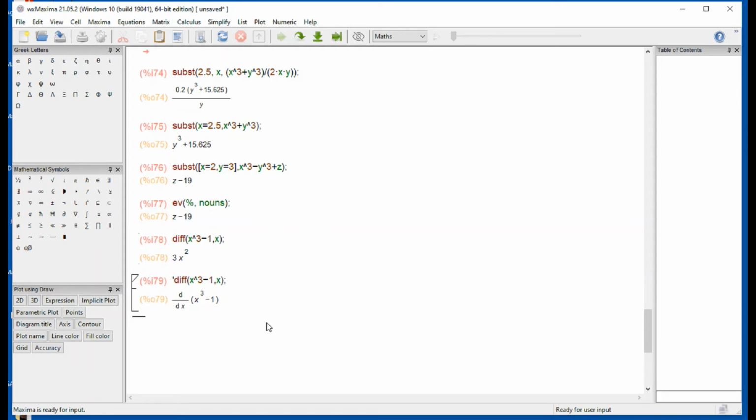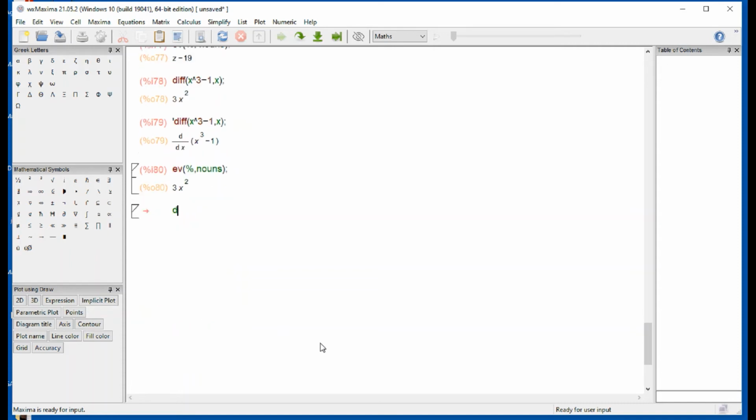But now you want to evaluate the derivative. You could either go ahead and type the whole thing as I did, or you can say ev percentage nouns, shift enter. Or if you do it in a single line, you could put x cubed minus 1 comma x, right arrow, semicolon, ev percentage nouns, shift enter. And so in one line you provide the expression before the derivative, and then you get the expression after the derivative.